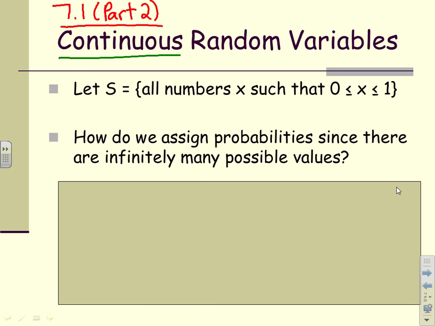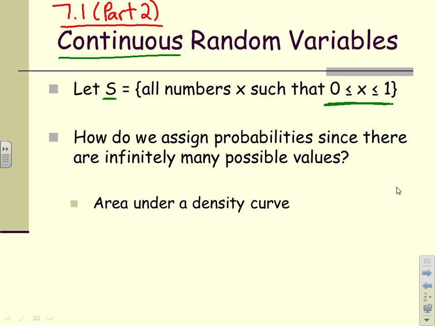All right. So let's take a look at this example here. It says let S be all numbers x such that it's between 0 and 1 inclusive. That means it could be 0.5, it could be 0.75, it could be 0.999999. It could take any value along that interval there. Well, if that's the case, then how do we go about assigning probabilities since there are infinitely many possible values? Because we can't go ahead and write a probability distribution because there's an infinite number of x values here. So we have to find some other way to represent what's going on here.